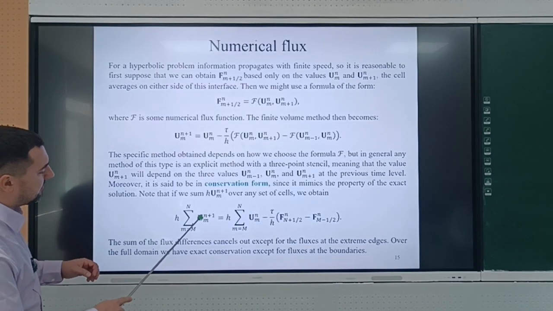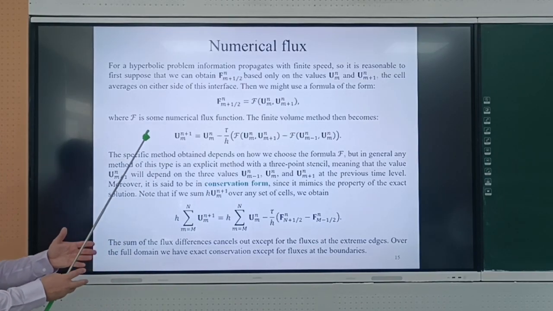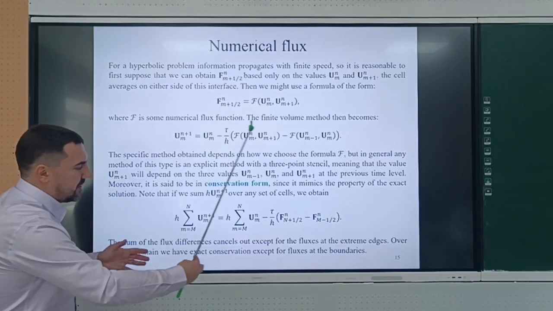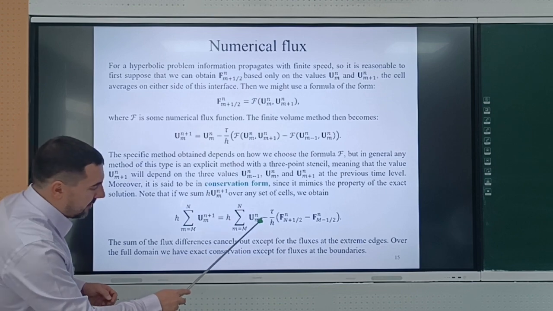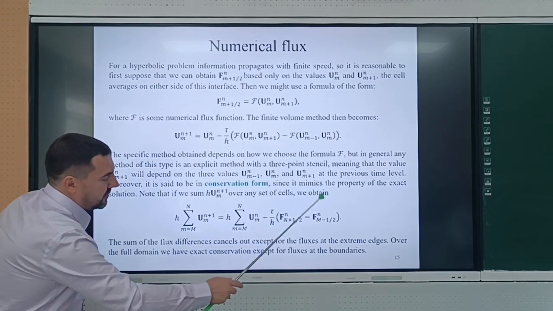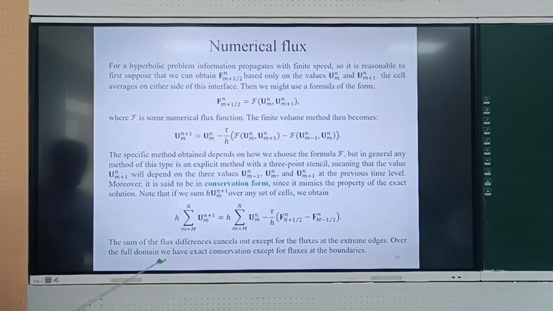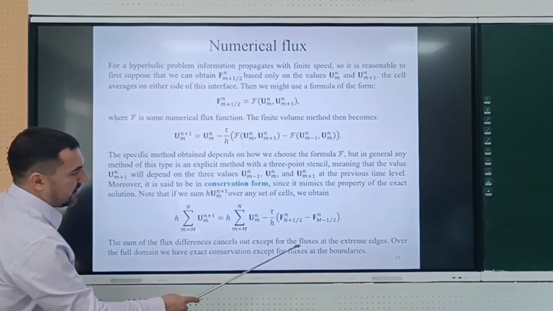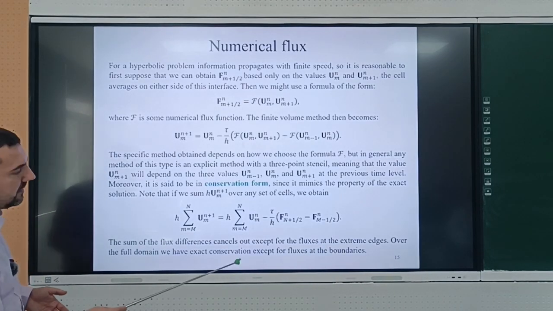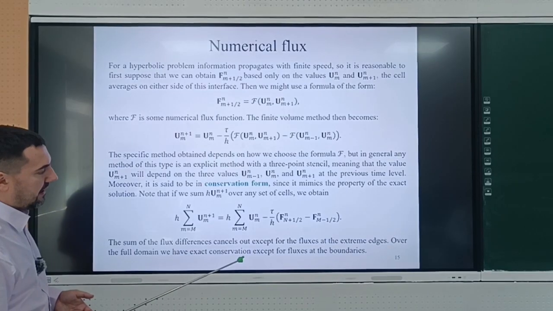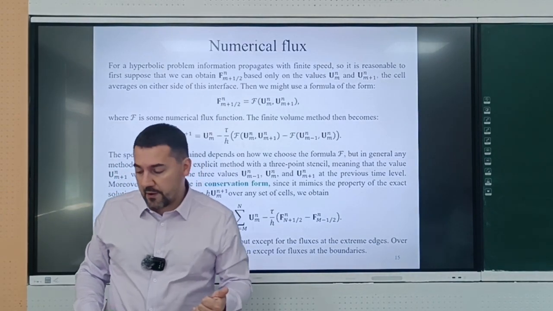They just cancel out, and ultimately you will get that the total amount of mass or momentum or energy in some number of cells is just the same as it was previously, minus only fluxes through the boundaries of the extreme edges. So the sum of the flux differences cancels out, except for the fluxes at the extreme edges. Over the full domain, we have exact conservation except for fluxes at the boundaries. So that's one of the most important properties of finite volume methods.